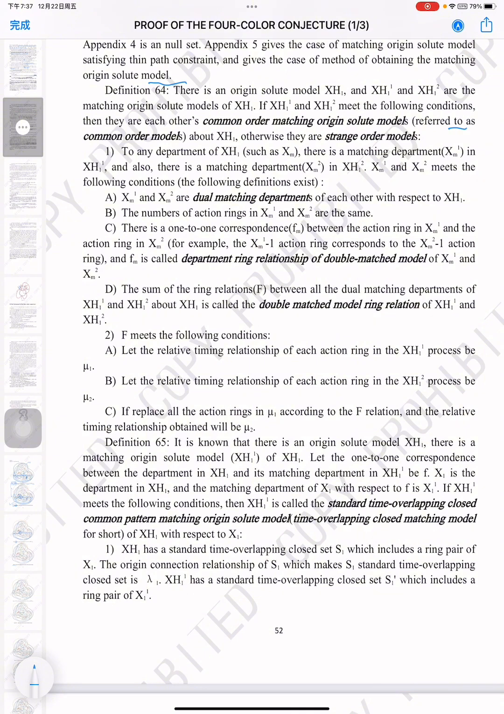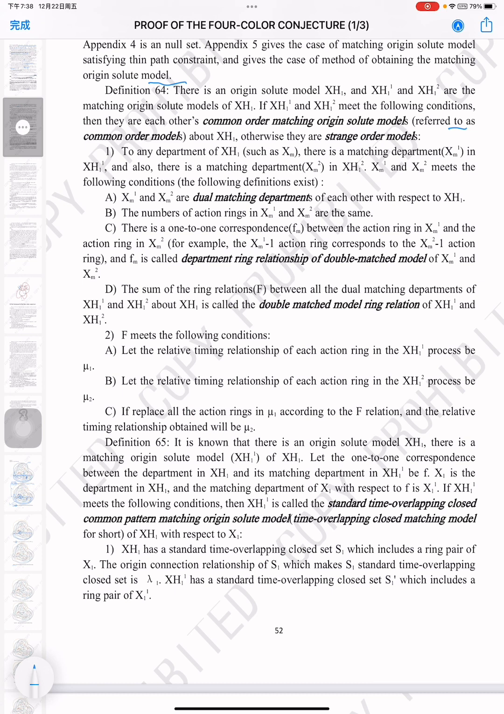Definition 65. It is known that there is an origin-solute model XH1. There is a matching origin-solute model XH11 of XH1. Let the one-to-one correspondence between the department in XH1 and its matching department in XH11 be F.